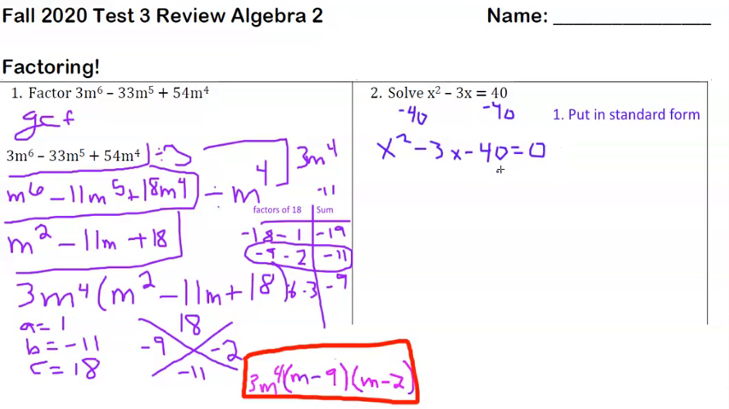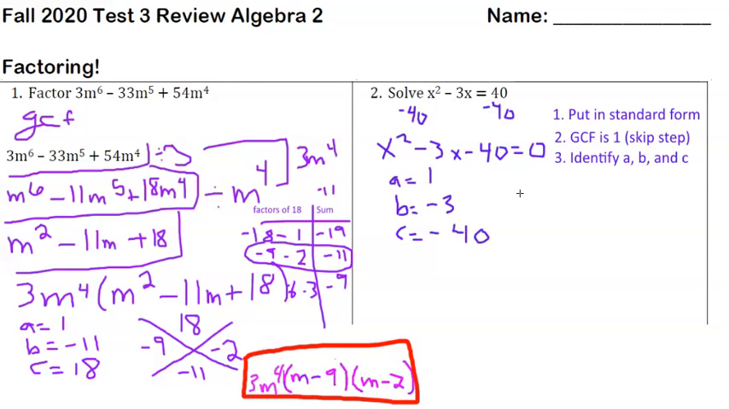There's one other step that you could do, is find the GCF. We could skip that step since the greatest common factor is just 1. So from there we have A equals 1, our coefficient is 1. Our coefficient for the middle term is -3, and our coefficient for the constant is -40.